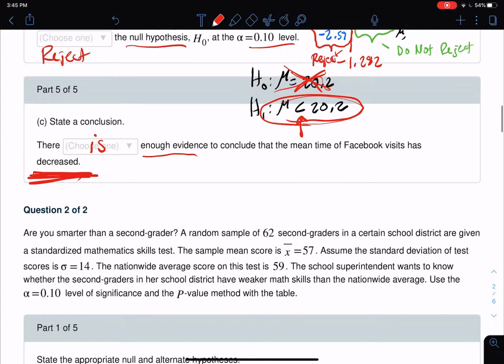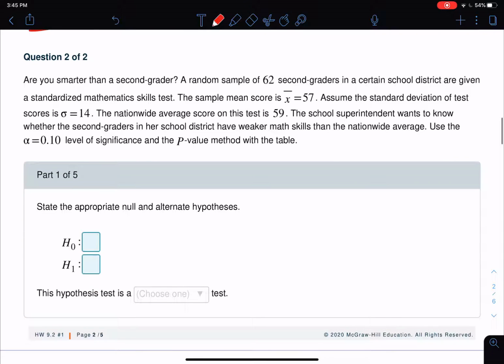Let's take a look at another one. Now, the difference between this problem and the last is the conclusion. The test is testing the same scenario, it's just that we're using a different method called the p-value method with the table. We're going to need to use a table. You could also use a calculator, by the way, but the table's pretty easy with this problem. It's accurate enough. But anyhow, let's take a look.